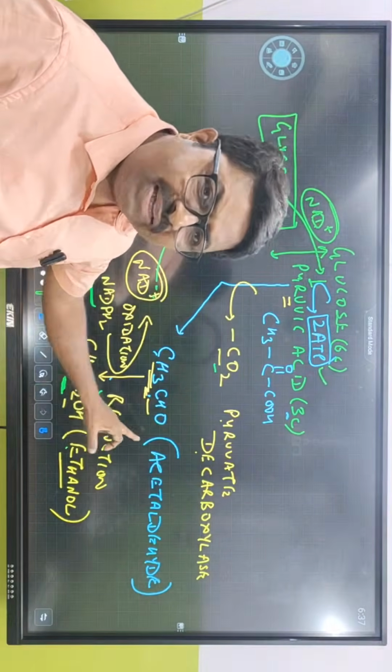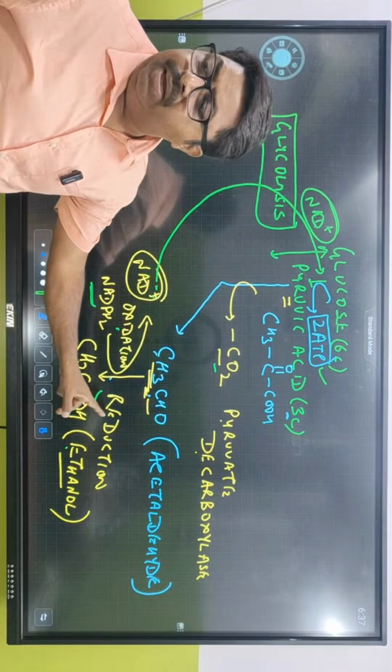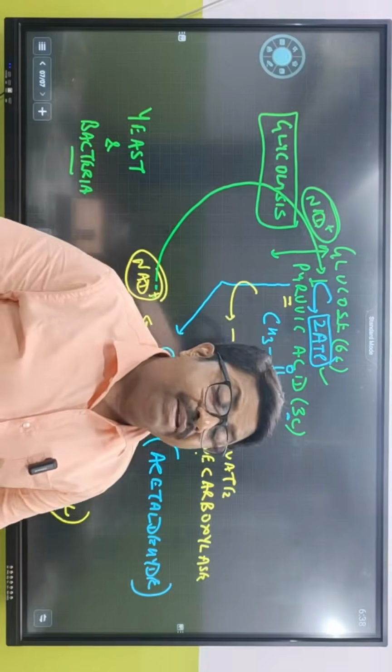Can you tell me what is the name of the enzyme going to be? यहाँ पे क्या हो रहा है? Oxidation और reduction दोनों हो रहे हैं. Durba, tell me what kind of enzyme is going to take place? What kind of enzyme is going to do this function?